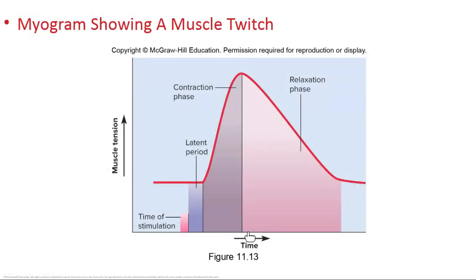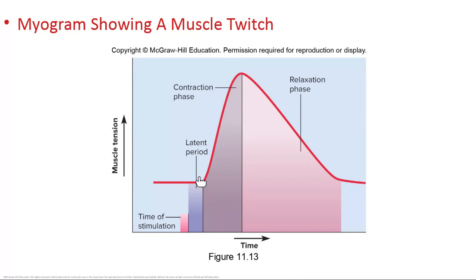So here's a picture of a myogram and these three phases. Remember, latent period. Now look what we're measuring here. We're looking at muscle tension. The myogram measures the amount of force being generated. It's muscle tension. So in the latent period, we don't see any tension developing yet in the muscle. This is just representing activity at the neuromuscular junction.